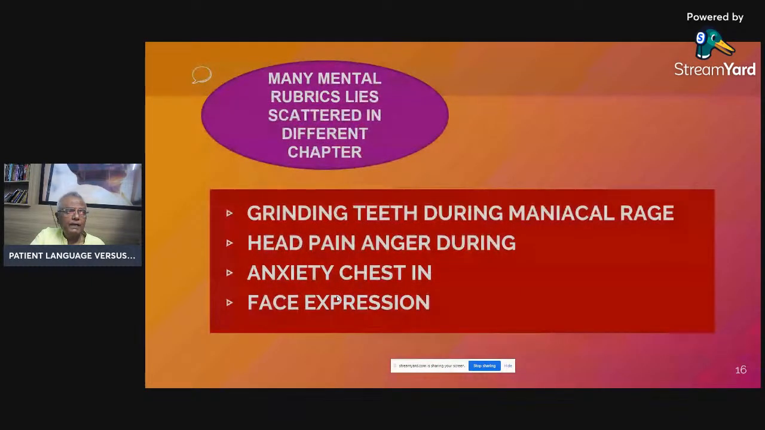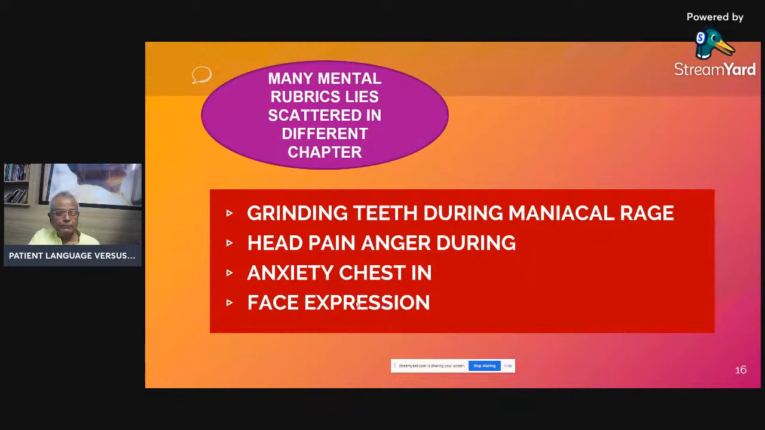So many mental rubrics lie scattered in different chapters. For example, in the teeth chapter you will find grinding teeth during maniacal rage. What is maniacal rage? It is great anger. Head pain during anger, chest anxiety, and facial expressions. What is facial? It is in the face chapter, but these expressions are the exhibition of the face, the exhibition of the mind.